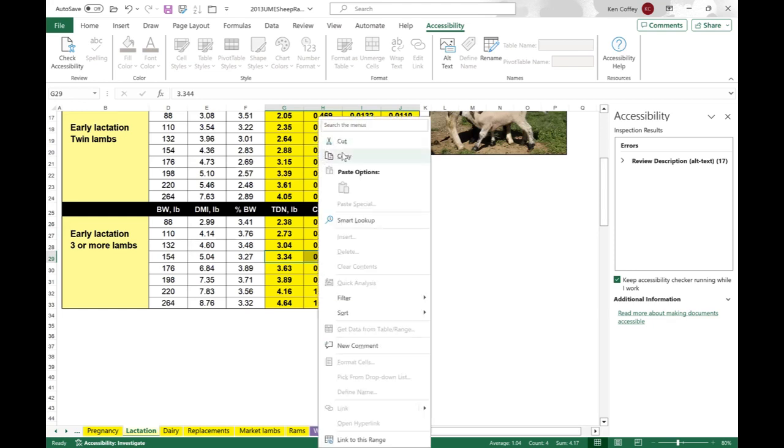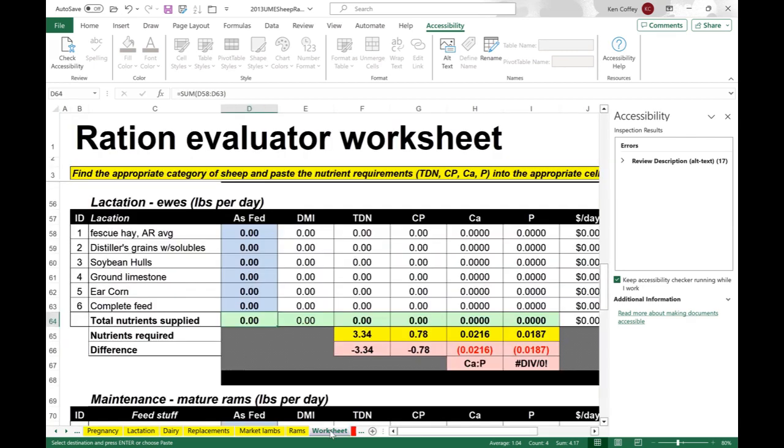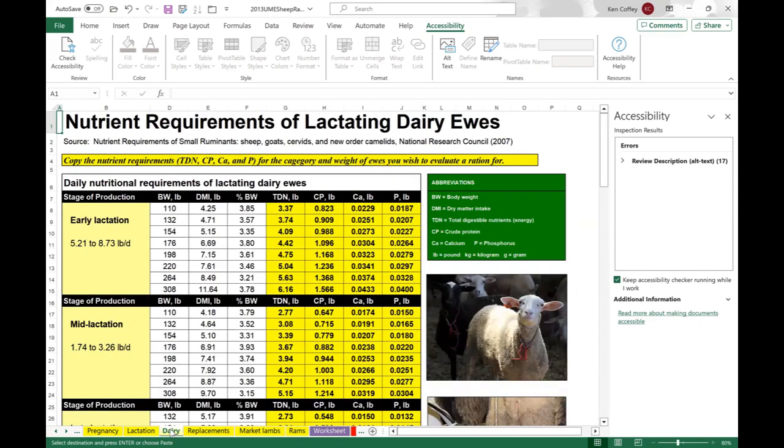Anyway, let's copy those. And then we go to the worksheet tab, that purple tab right down here. So all those are the requirements of the animals according to the size and the production and everything. Yes, okay. I'll go back there since you have a question about it. So we paste them over the requirements in the ration evaluator worksheet. But let's say, for example, if we were looking at dairy sheep in early lactation, a 154 pounder would require 4 pounds of TDN a day, almost 1 pound of protein, 0.03 pounds of calcium, 0.02 pounds of phosphorus a day. So here are the amounts that are required for each of these.